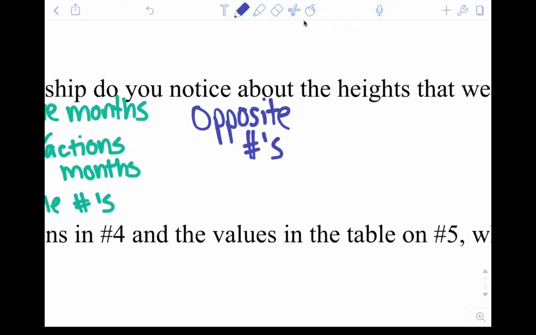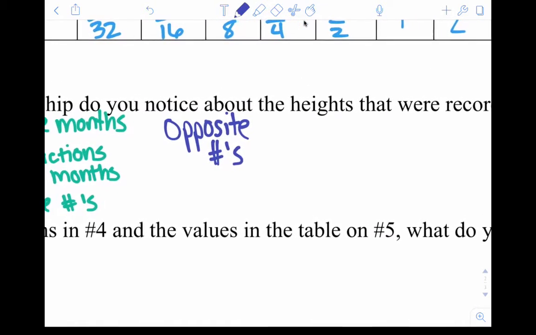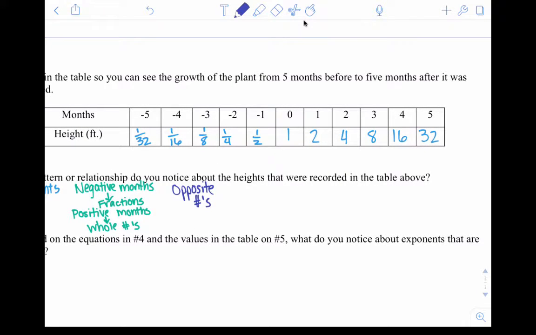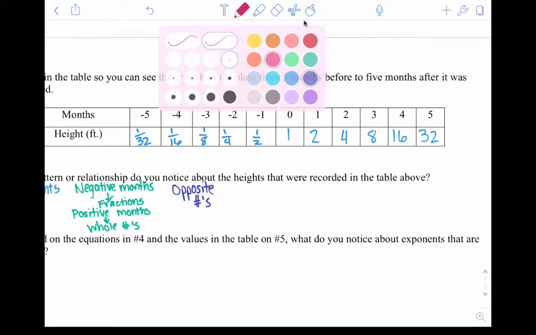You might have noticed that the heights for the opposite months are reciprocals. So by that, if you're looking at -1 and 1, because those are opposites, those heights are reciprocals, 1/2 and 2. If you take the fraction and flip it, you get the other one. Same with -2 and 2, you have 1/4 and 4, and so on. So that is something else that you might have here.